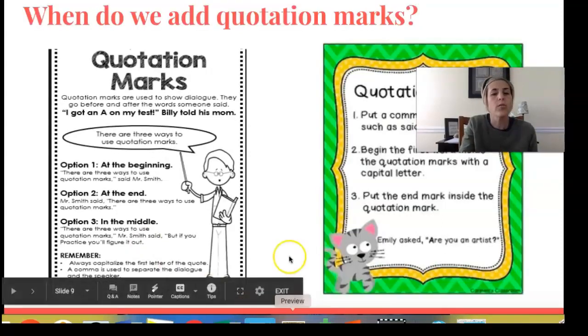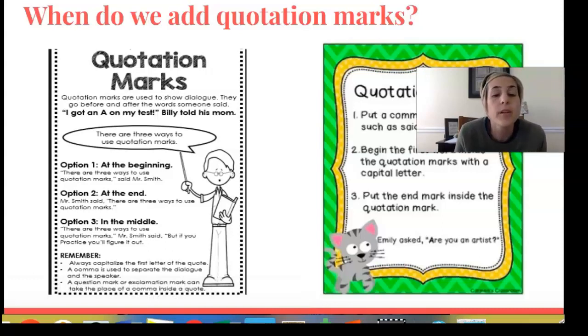And then your quotation marks should be at the end. So you want to always remember, capitalize the first letter of the quote, and remember that a comma is used to separate the dialogue and the speaker. And then if you have a question mark or an exclamation mark or a period, that's going to take the place of the comma inside those quotation marks.